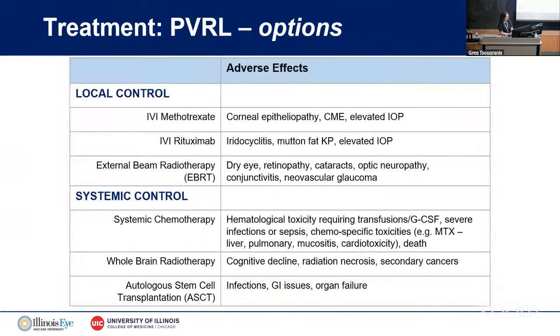When it comes to treatment of primary vitreoretinal lymphoma, we have some other options. There's a systemic control side, where the goal is to decrease potential CNS dissemination, and some people also use it to try to treat the ocular disease itself. Then there are a number of local control methods, including intravitreal methotrexate injections, intravitreal rituximab, and external beam radiotherapy. Their respective side effects are listed here.